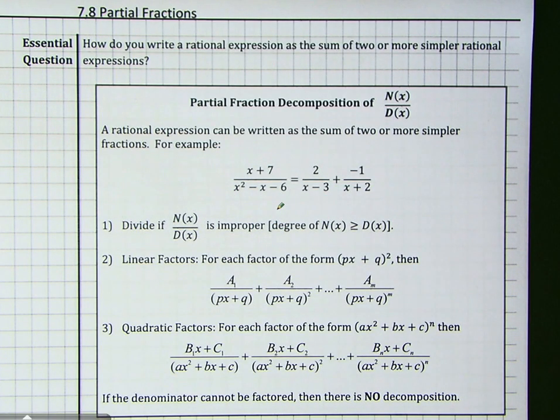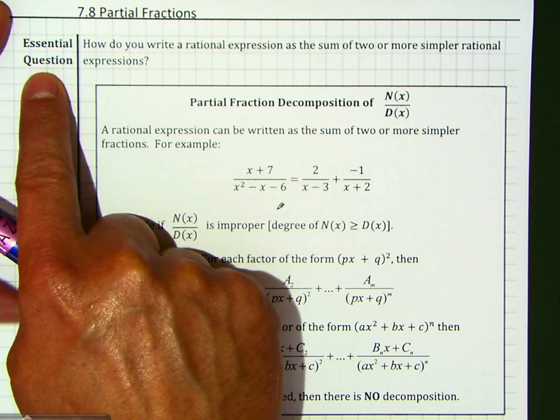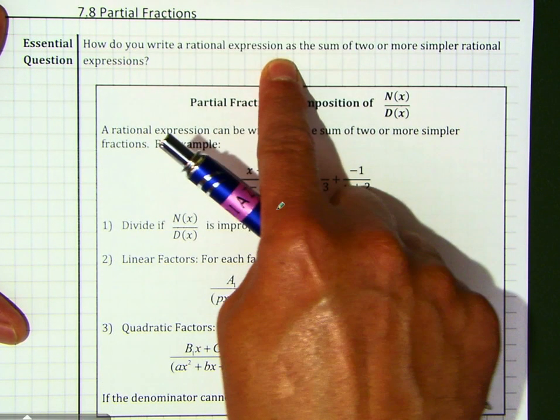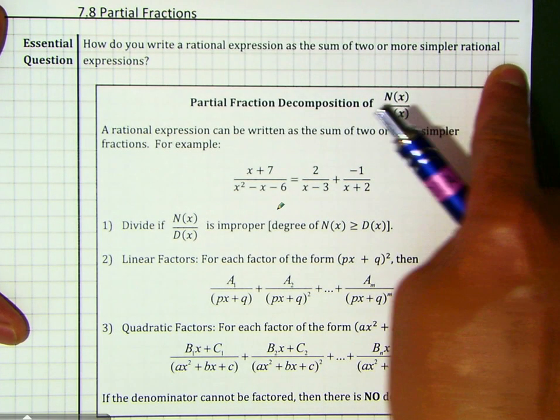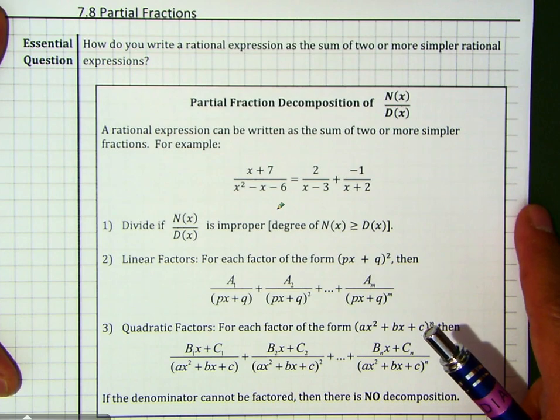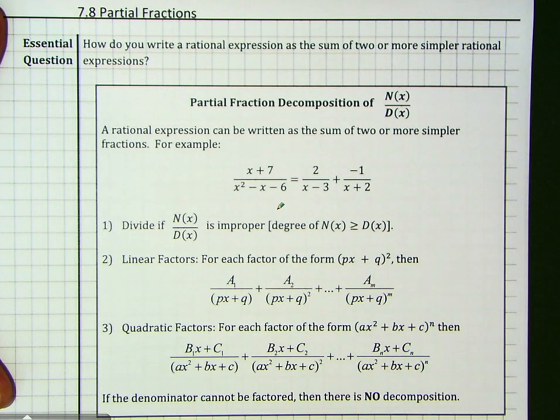Good morning. Today we are going to cover section 7.8, partial fractions. So write down your essential question: How do you write a rational expression as the sum of two or more simpler rational expressions? Go ahead and take the time to glue your cutout, or you can copy it down as well. And we'll start once you are ready. Go ahead and pause it.